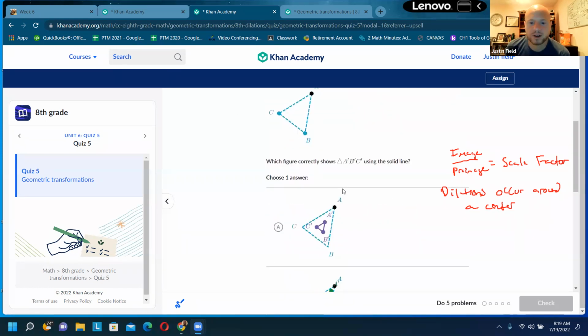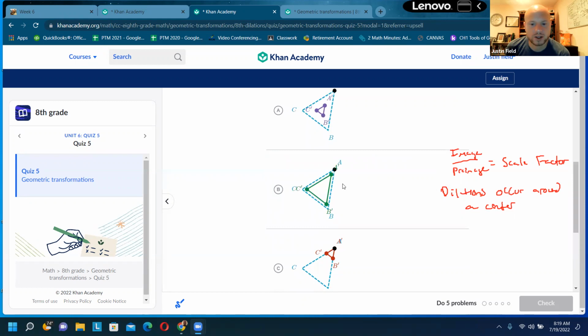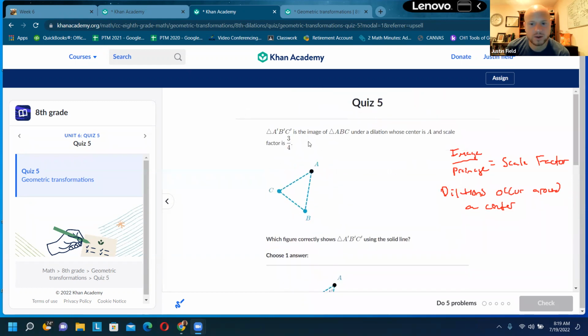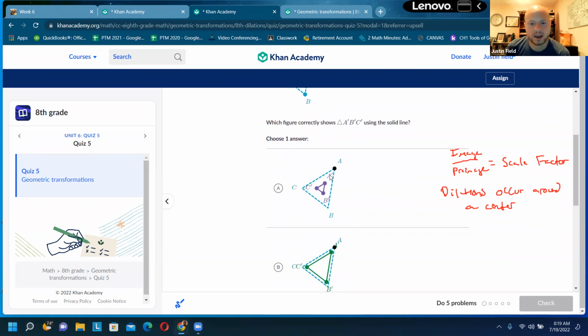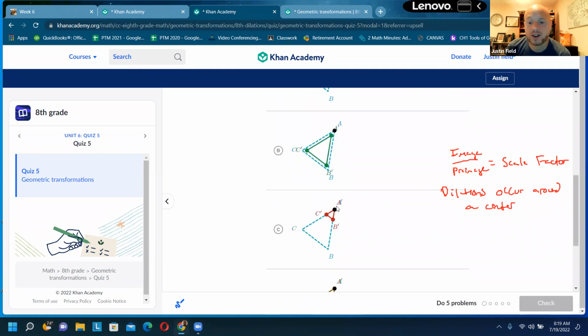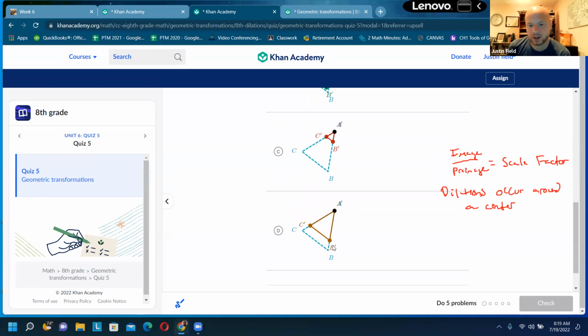So let me show you which one it should look like. What's our center? Our center is A. So that means both the image and the pre-image are going to have a point at A because it is the center and it's also on the pre-image. So C would work, except, does that red triangle look 3/4 the size of the blue one? I didn't think so. I think D, that's how it should look. We have our center at A, and then our golden triangle is 3/4 the size of the pre-image.